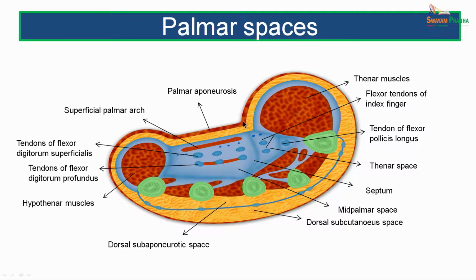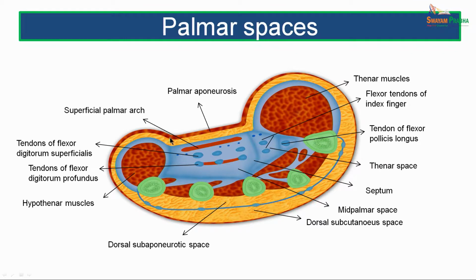We need to appreciate here the three fibrous septae. Running from the lateral border of the palmar aponeurosis and covering the thenar muscles is the lateral intermuscular septum. It goes up to the first metacarpal bone. Similarly, running from the same lateral border of the palmar aponeurosis and going deeper towards the third metacarpal bone is the intermediate septum. The space which is there between these two septae is the thenar space.